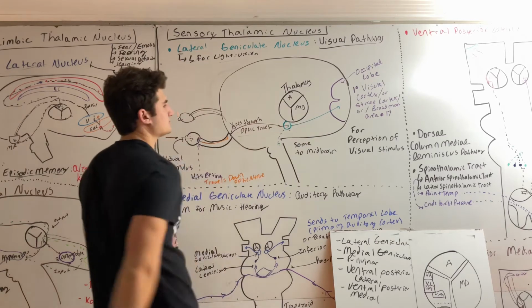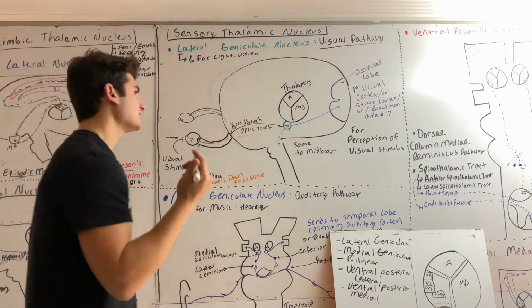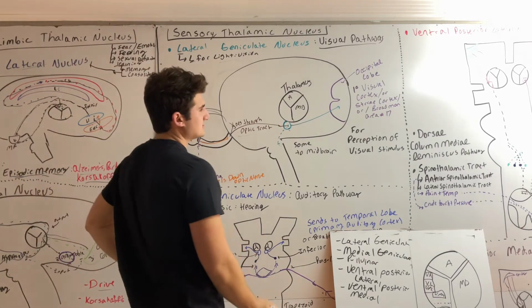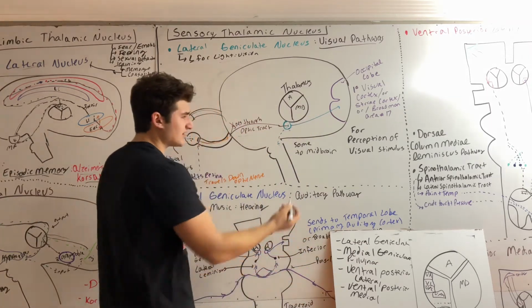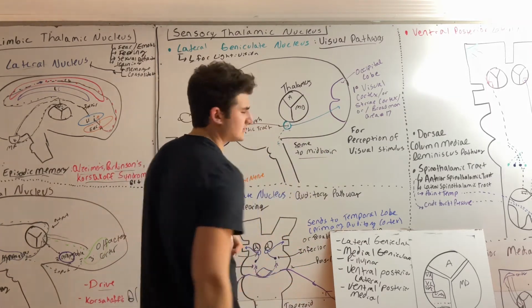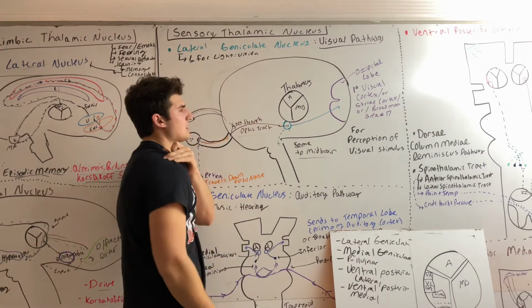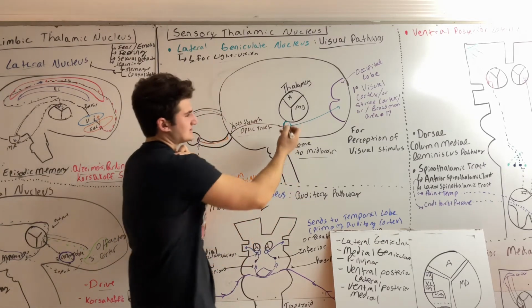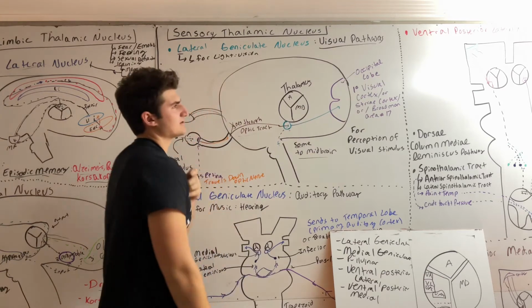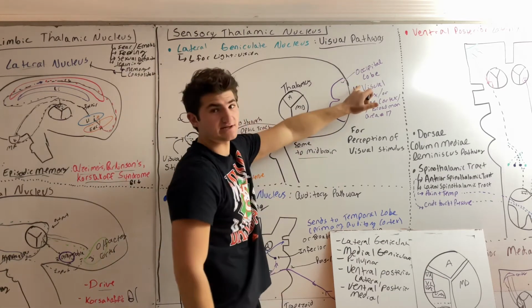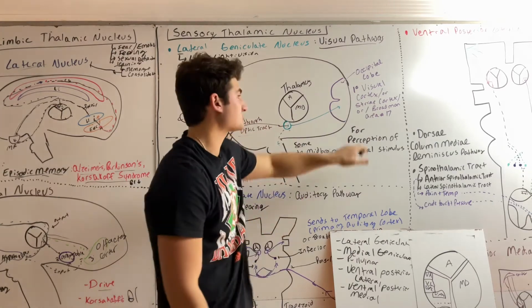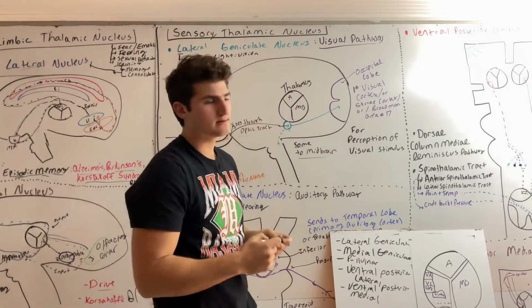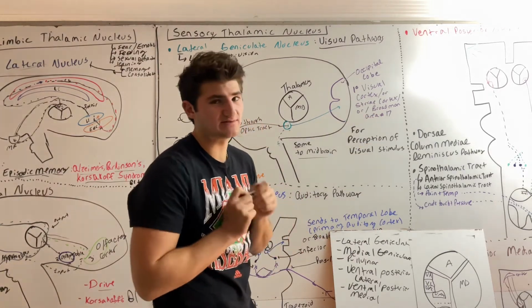This is our lateral geniculate nucleus. When we hit the lateral geniculate nucleus, it's literally attached to the thalamus. He's going to send some fibers to the midbrain, or he's going to do what? He's going to send these fibers where? To the occipital lobe, particularly the primary visual cortex, also known as the striate cortex, or Brodmann area number 17.